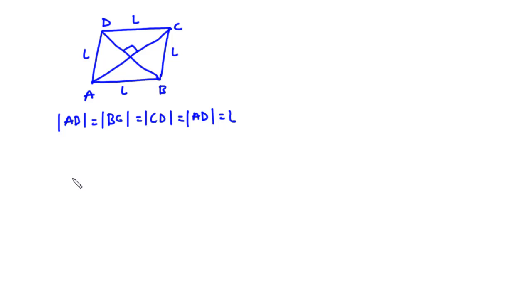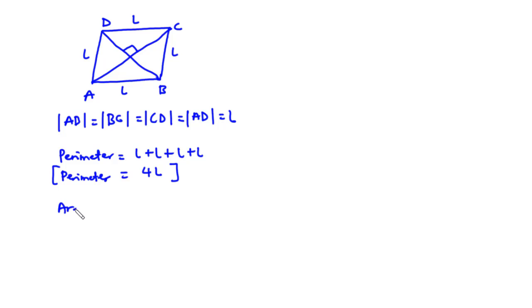Now, the perimeter of a rhombus is given by, since all the sides are equal, if one of them is L, then we have L plus L plus L plus L, and this gives us 4L. So this is the perimeter of a rhombus. Now to the area.